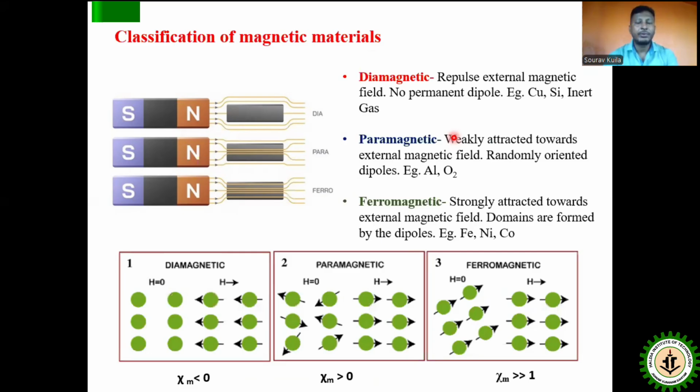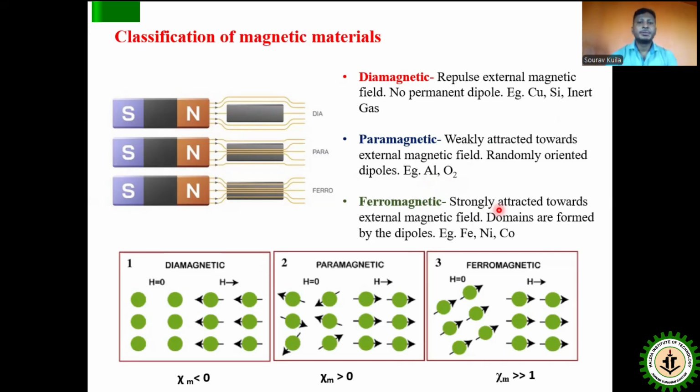Now, magnetic materials in our world are mainly classified into three types: diamagnetic, paramagnetic, and ferromagnetic. Diamagnetic materials repel weakly from the magnetic field, like copper, silicon, and inert gases. Paramagnetic materials are attracted to the magnetic field, but very weakly, for example aluminium and oxygen. Ferromagnetic materials, like iron and nickel, are strongly attracted to the magnetic field.